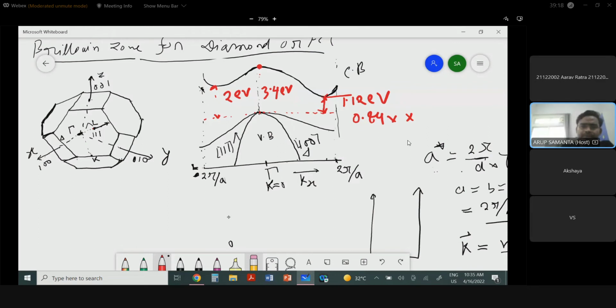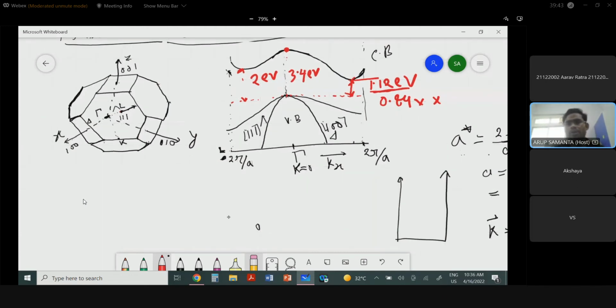You have a direct band gap at gamma equal to 0, but that value is quite high, 3.4 electron volts. At the L point, the gap is 2 electron volts. So the minimum gap between the conduction band and the valence band is 1.12 electron volts, and what we consider the silicon band gap is 1.12 electron volts, this one.